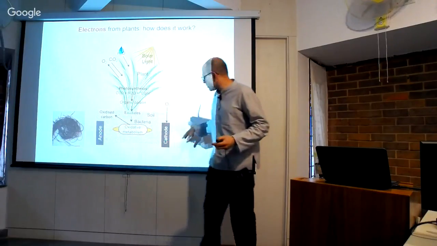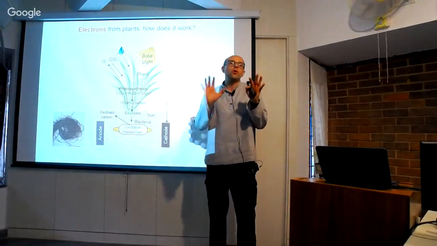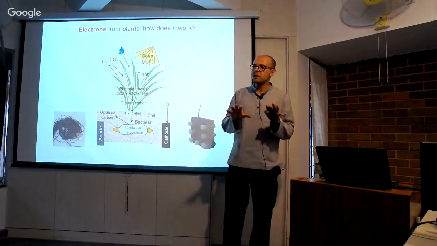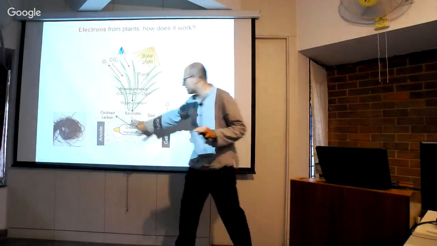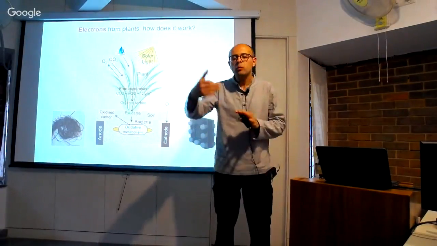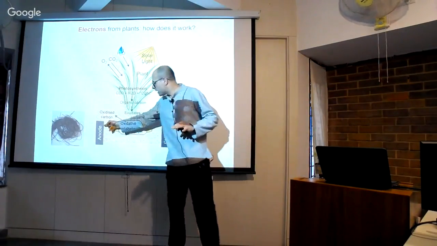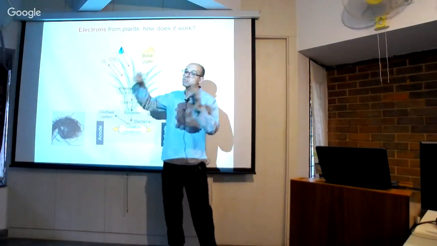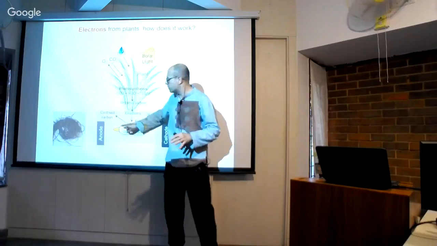So the two electrodes are, I don't know who decided to call them anode and cathode. And to be honest, I don't really have much explanation about the name. The only thing I want to tell you is that the anode is the electrode that receives the electrons from the bacteria.